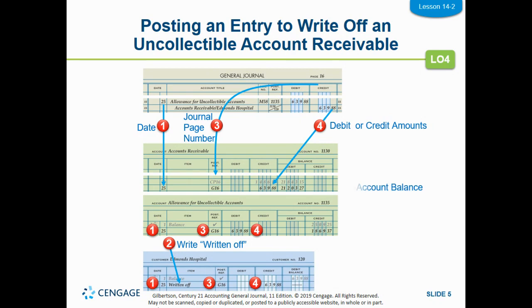All right. There are post references. Go back to the general journal with account numbers. Okay, and we're all good.